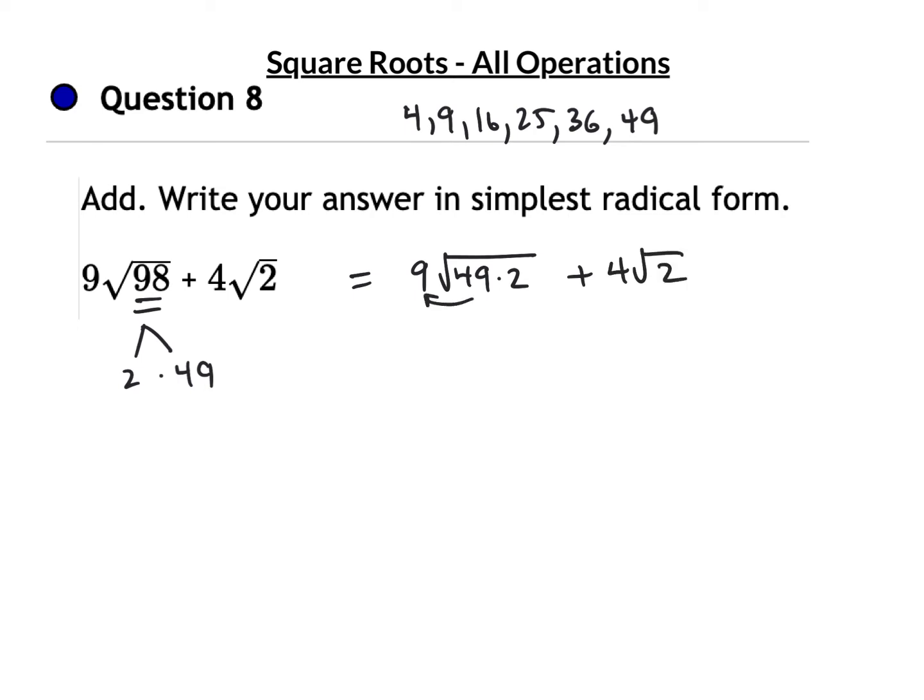Square root of 49 is 7. I take that 7 out front. There's times there, and I multiply. 7 times 9 is 63. Now they are like terms, and I can add them. 63 root 2 plus 4 root 2 is 67 root 2.